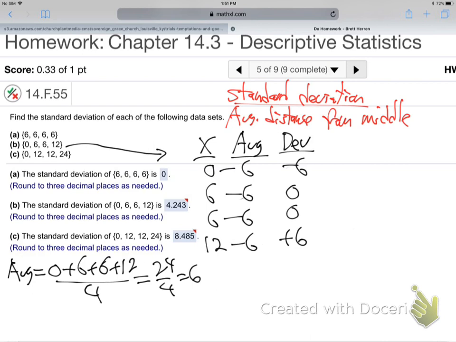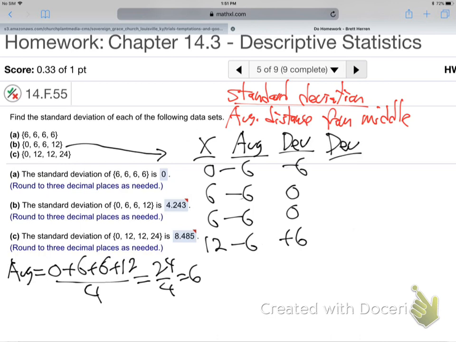So you see how we're getting the distance each score is from the middle right now? The person that got the 0 is 6 below the average. The 2 people that got 6 are right on the average. There's 0 deviation from the average. The person that got the 12 is 6 above the average, right? So we're getting deviations from the average. And we want the what? Standard deviation, typical, average deviation. How do we do that?